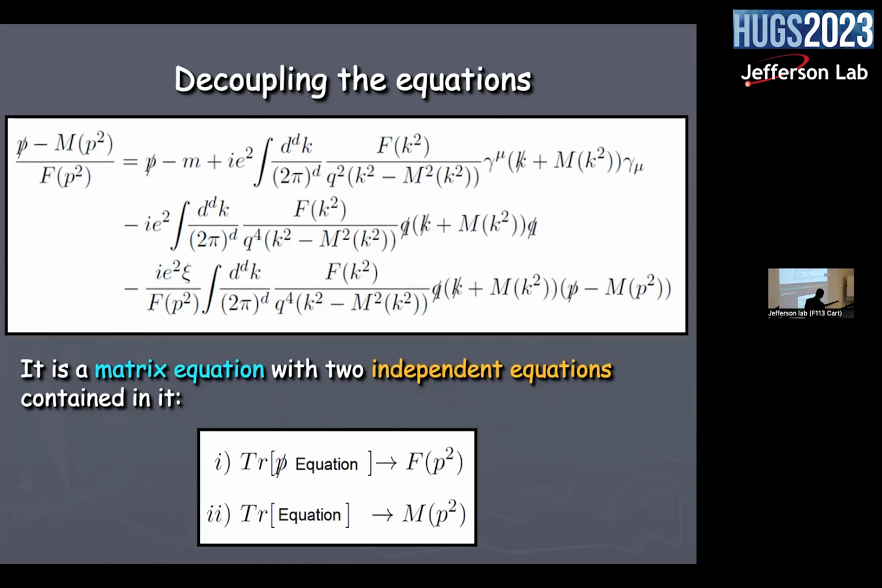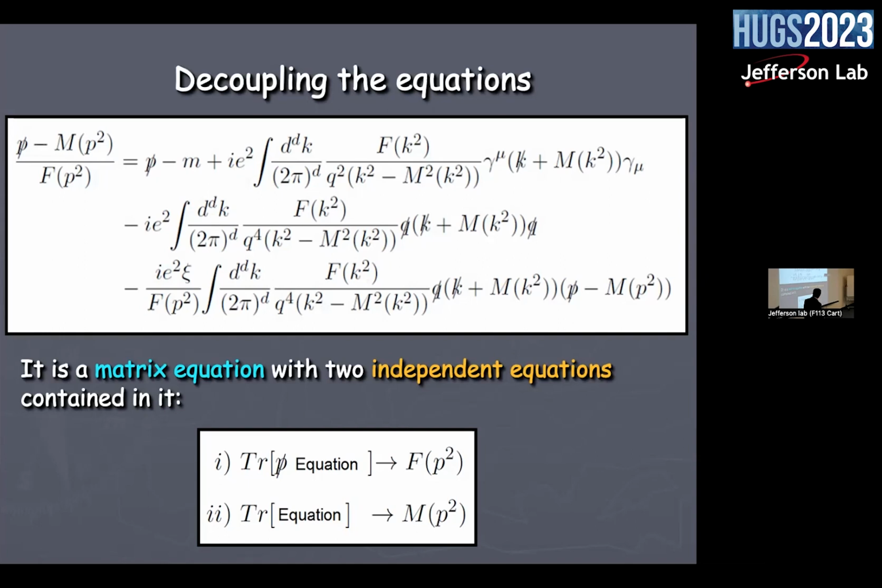You multiply this whole equation, say, by p slash, and take the trace of the equation. What happens when you multiply by p slash is that the left-hand side becomes p squared, since p slash times p slash is p squared, and this becomes p slash. And when you take the trace, the trace of a number is 4, and the trace of one gamma matrix is 0. So this will become 0, and this will become 1 over f of p squared, or p squared over f of p squared.